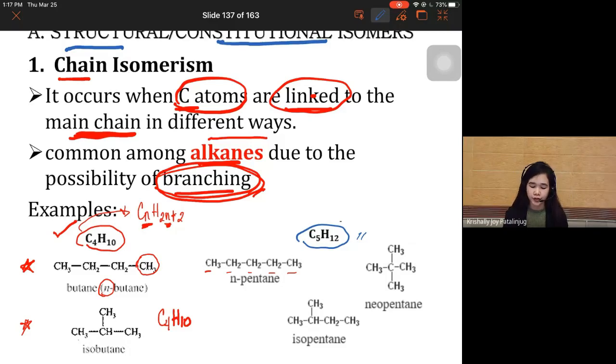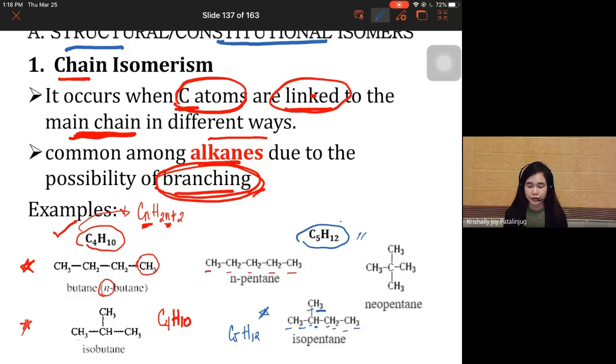Okay, so again, for C5H12, diba, this is pentane, and pentane could have two possible isomers, the isopentane and neopentane. Bakit isomers sila? Okay, let's have isopentane first. Bilangin natin yung carbon in isopentane. 1, 2, 3, 4, 5. C5 din siya. And also, bilangin niyo yung hydrogen. 3, 6, 9, 10, 11, 12. So, H12 din siya. Same yung formula. Tama? Same yung formula.